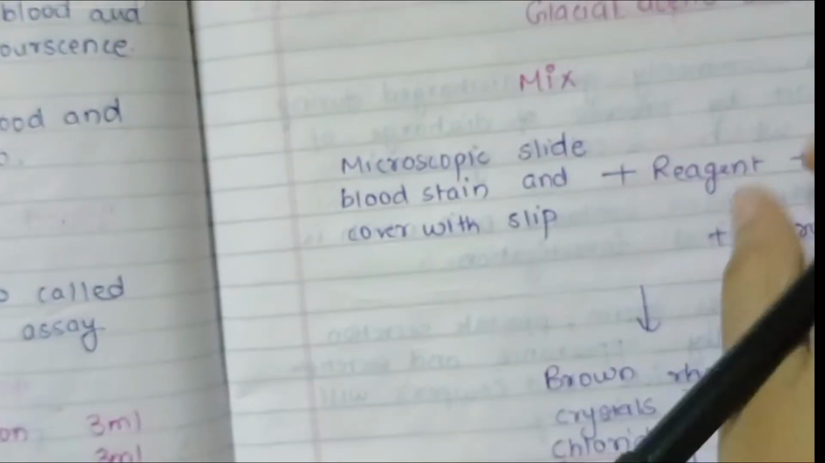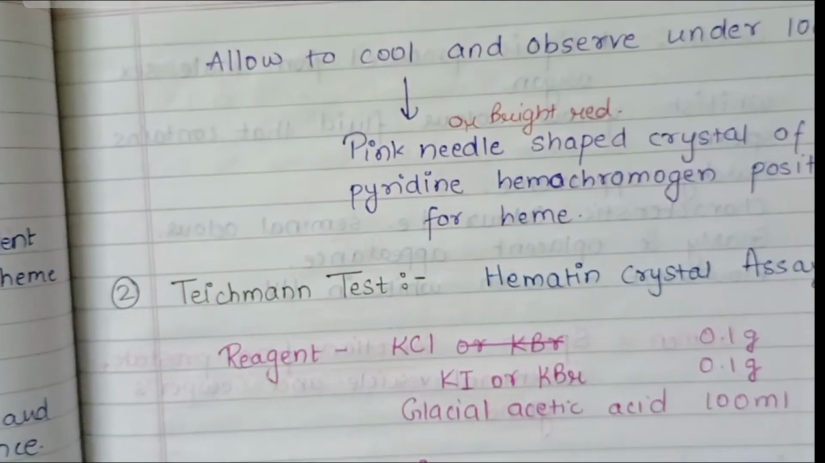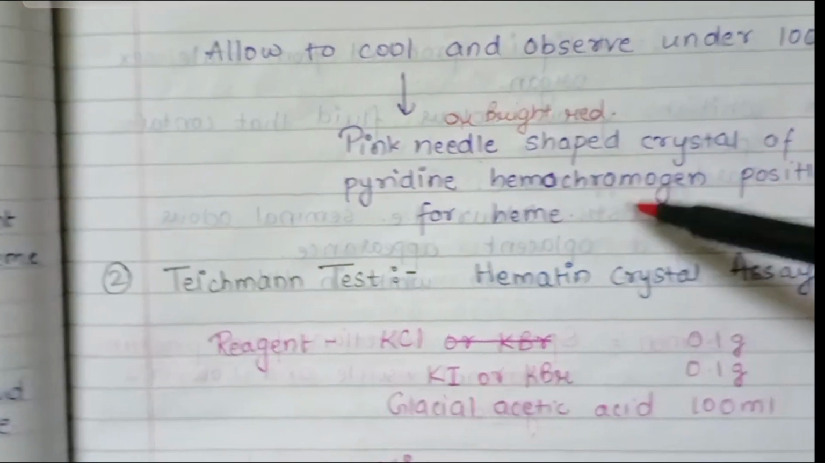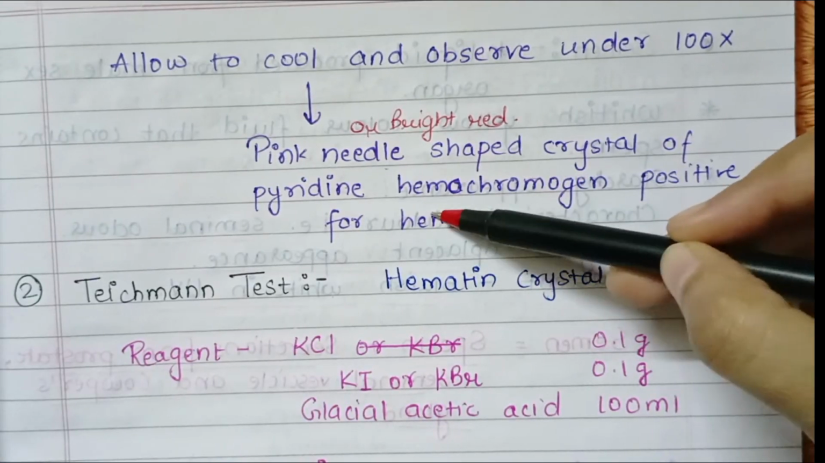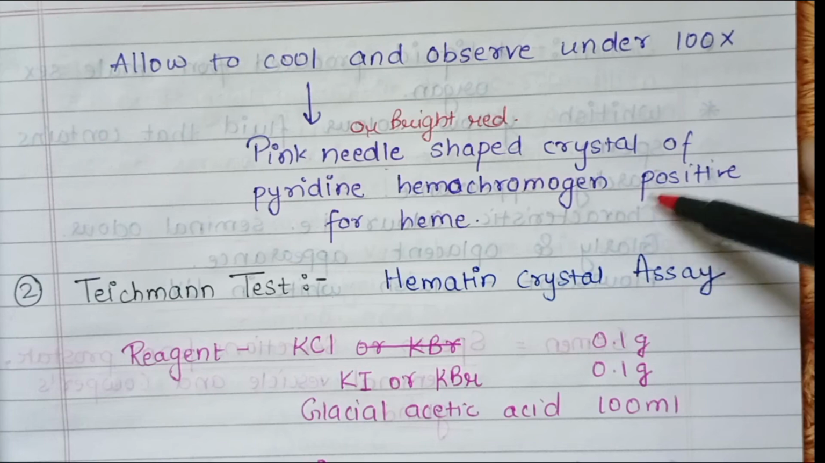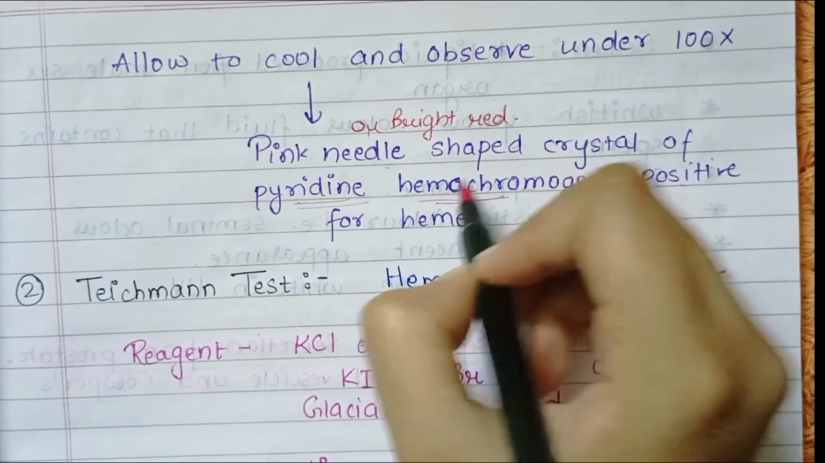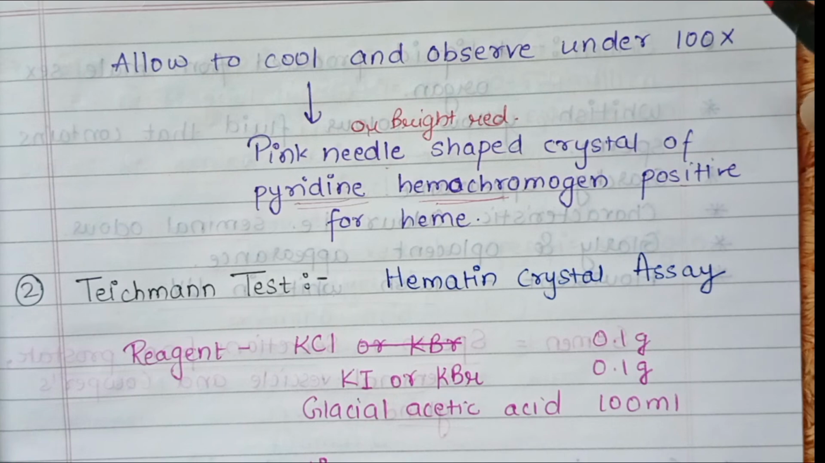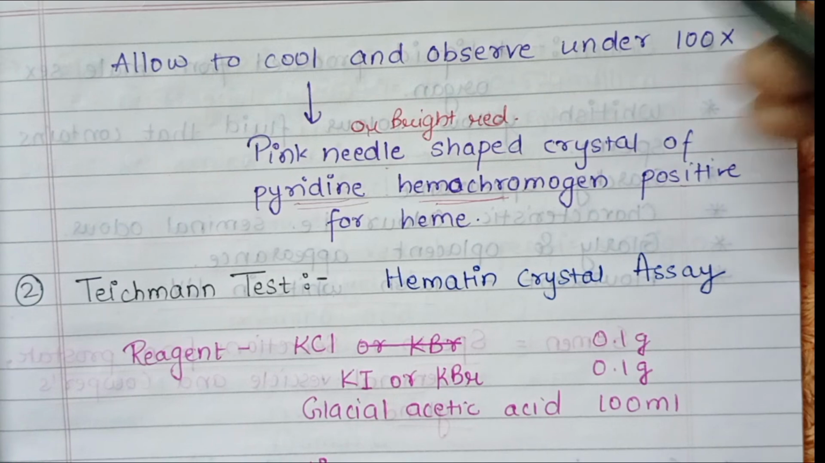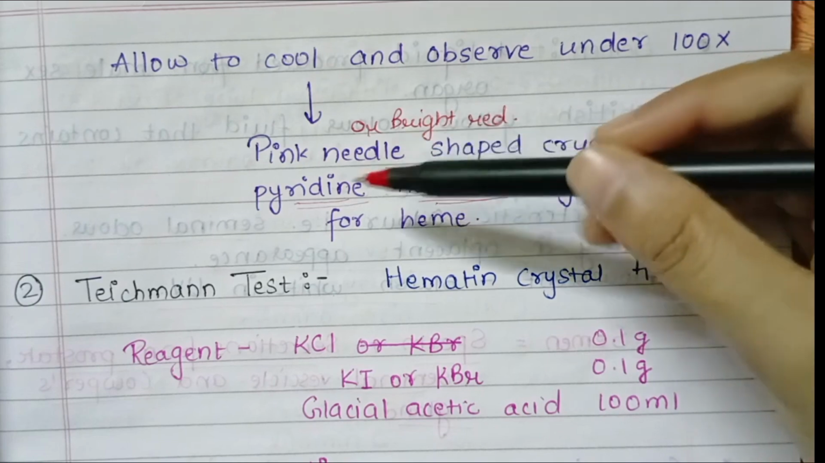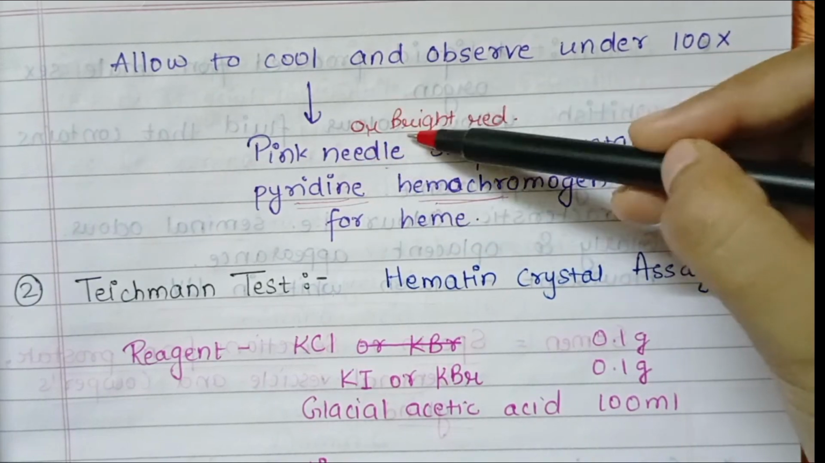In case the sample is blood, you would observe bright red or pink needle shaped crystals of pyridine hemochromogen. This question is often asked: what are the crystals made up of? So here's the answer: pyridine hemochromogen. They will be pink, needle shaped or bright red.